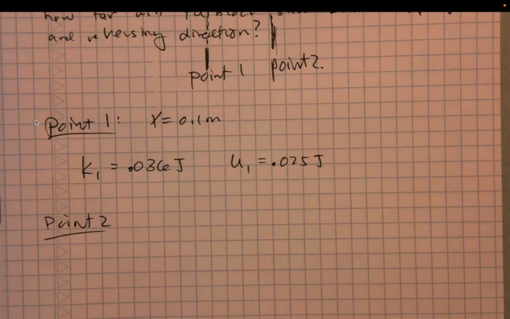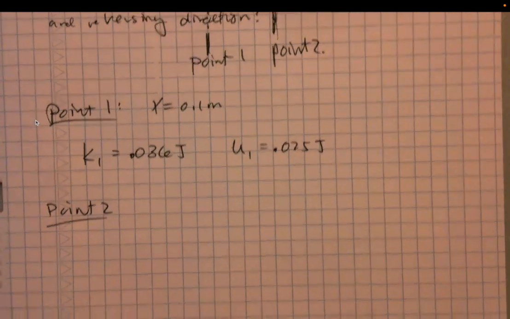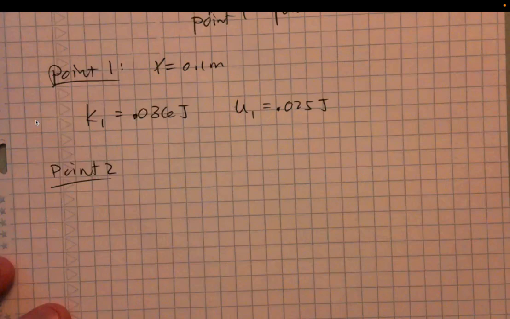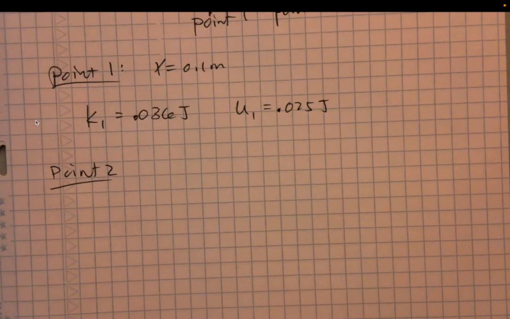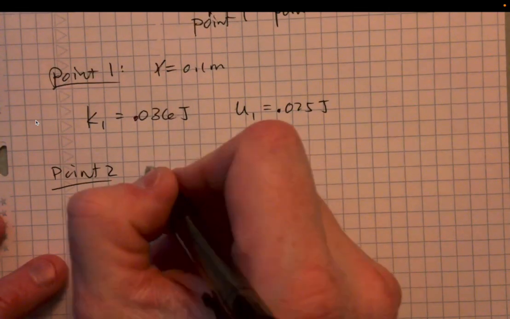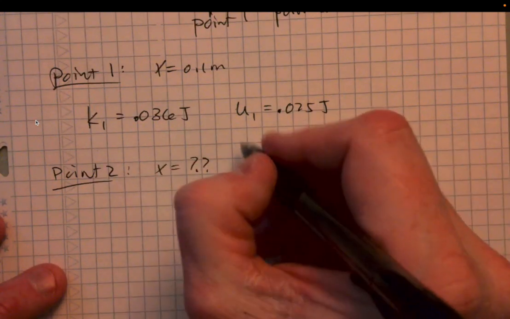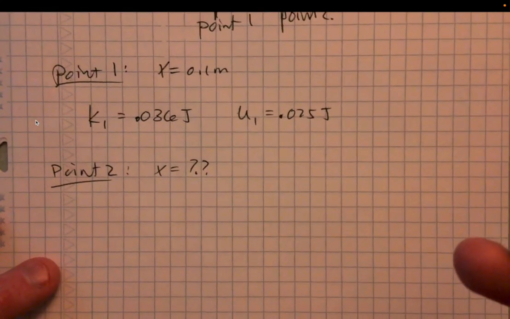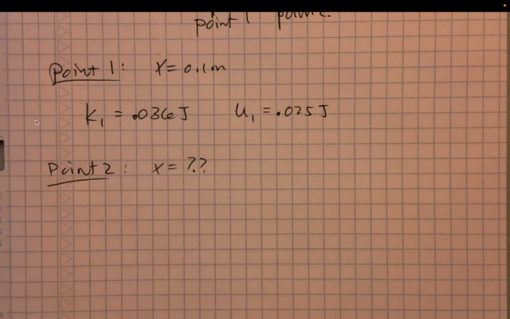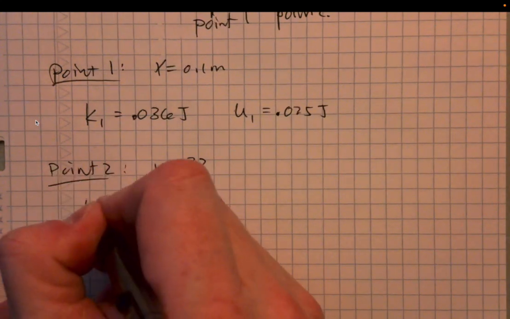Okay. So really, it's going to be a K1 plus U1 equals K2 plus U2 kind of problem, right? There's no other work in this part of the problem. Right, so point 2 is x equals, I don't quite know, the point on the track where the block stops and turns around. So let's think about the quantities there.